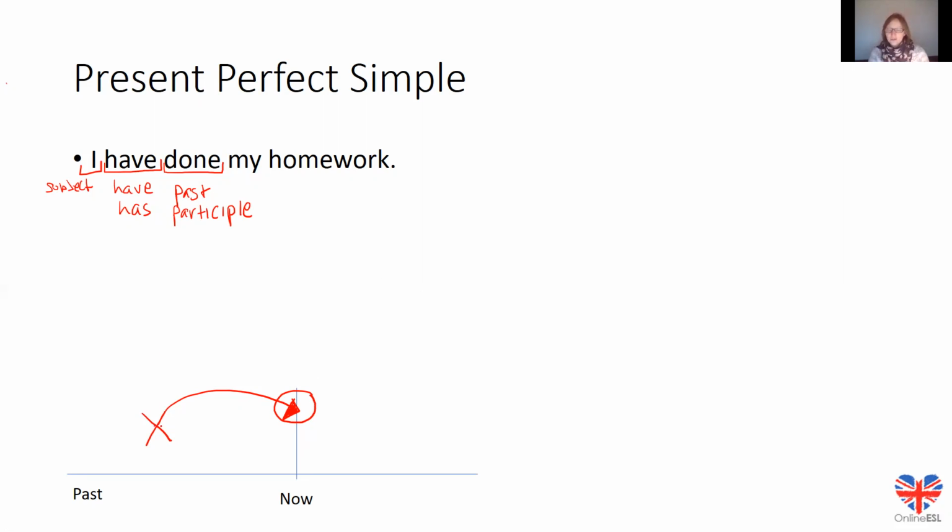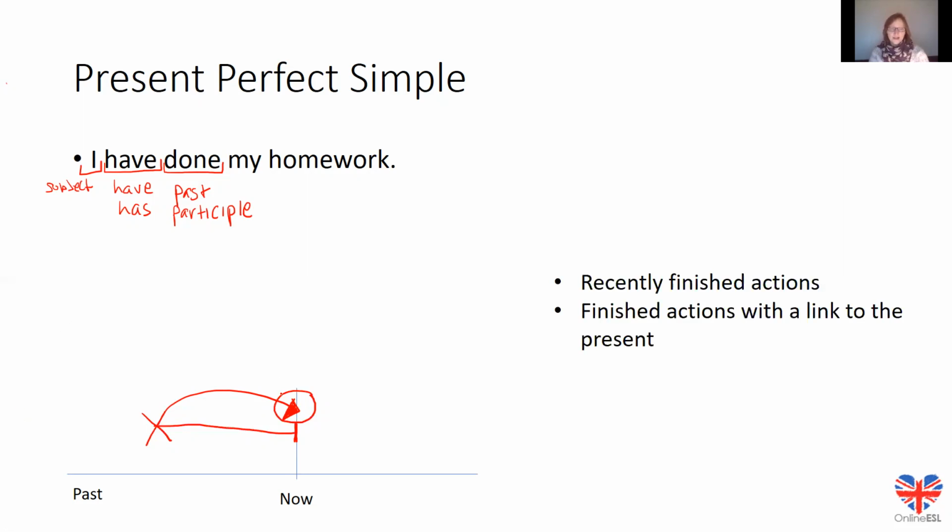We also use it for actions that are leading up to now. So either they finished very recently or they're about to finish. So again, we have to have this link with now for the present perfect. So an action in the past with a link to now, or something that's only just finished. But this link to now is the most important thing.